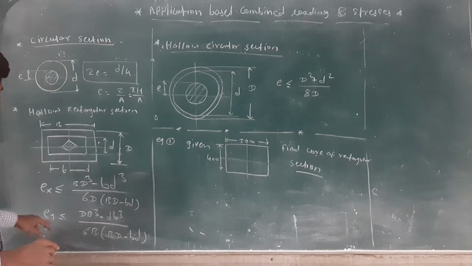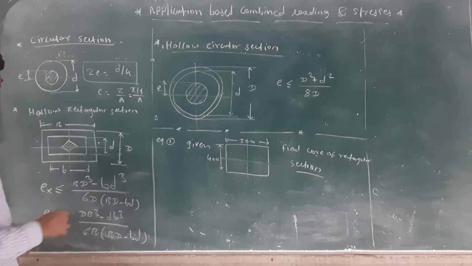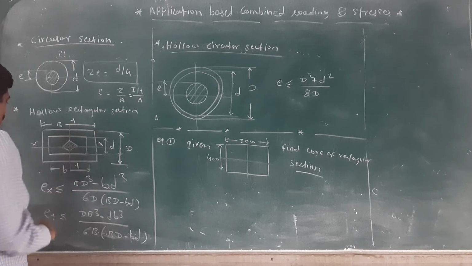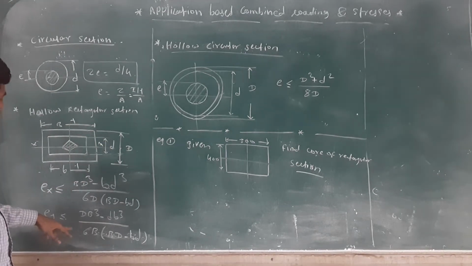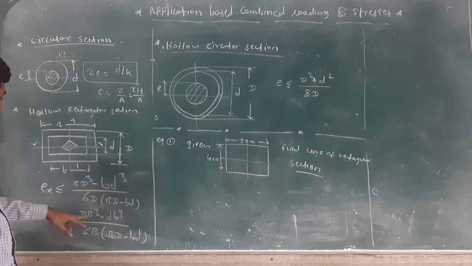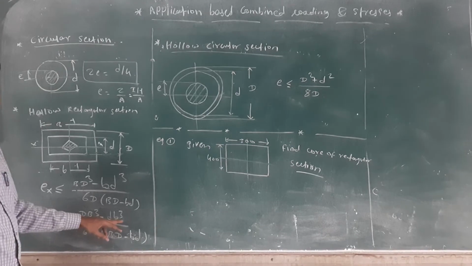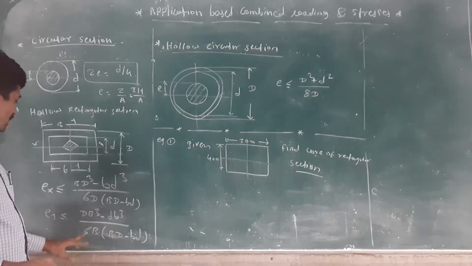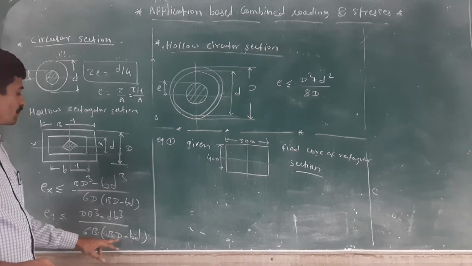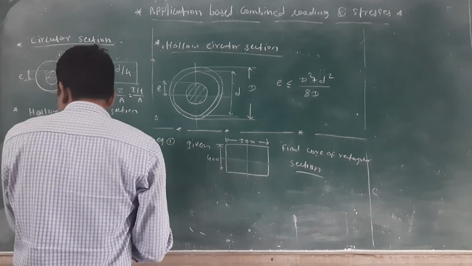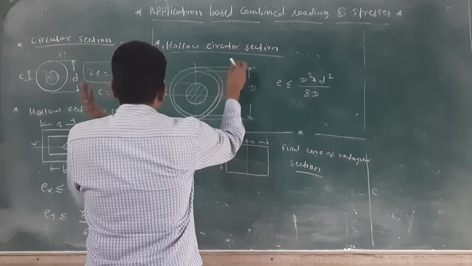And how to find out the eccentricity about the Y axis? Here are the two axes, X and Y axis. How to calculate this? Ey is less than or equal to DB cube minus small db cube, divided by 6B into BD minus small bd; here B is replaced by D. And last is the hollow circular section.